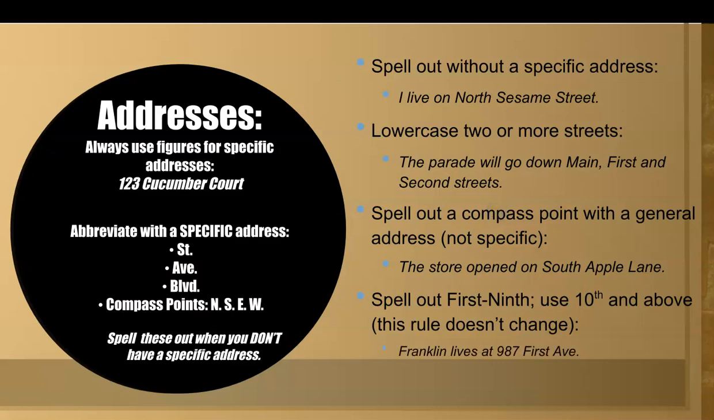So Franklin lives at 987 First Avenue. I'm abbreviating avenue because, remember, we are going to abbreviate with a specific address, but I'm going to spell out First because I'm always going to spell that out. Now, here's one that's got all of it going on: 456 North 10th Street. Here I'm going to use 10th. I'm going to abbreviate street because that's one of the ones I abbreviate. And it's got a compass point, and we're talking about a specific address.